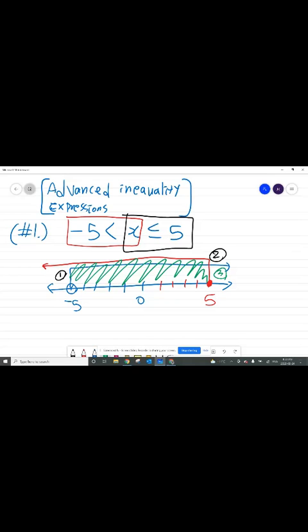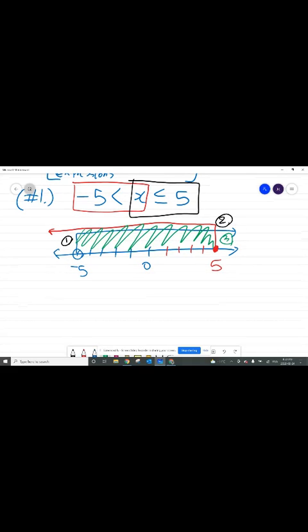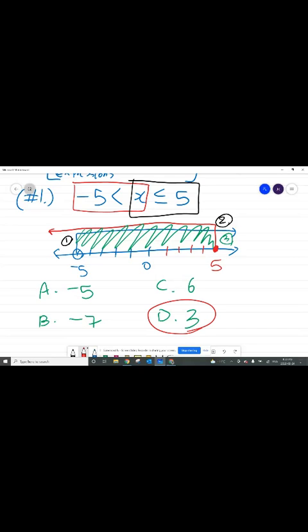That's my step number 3. And imagine this is a multiple choice situation where you need to find the solution that fits. Let's say, in this case, A indicates negative 5, B indicates negative 7, C indicates 6, D indicates 3. The correct answer in that situation is only 1.